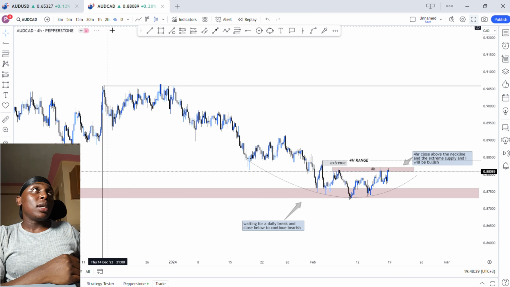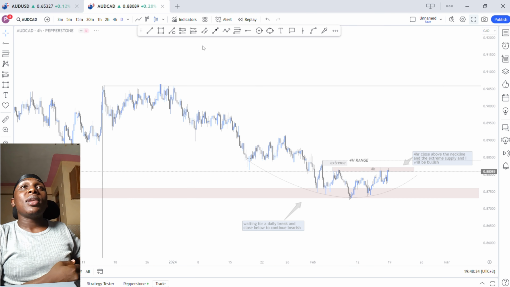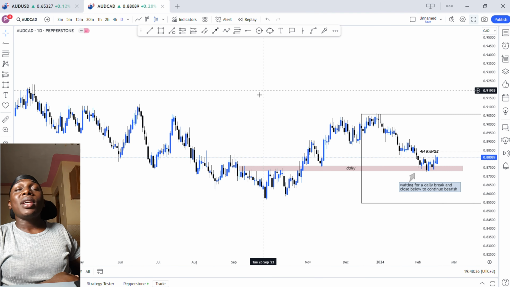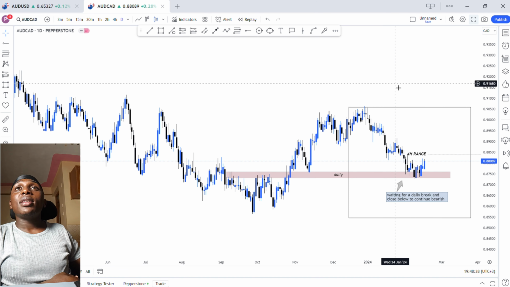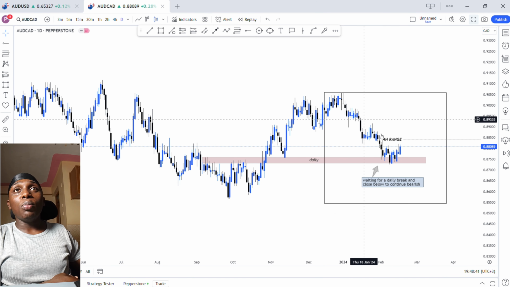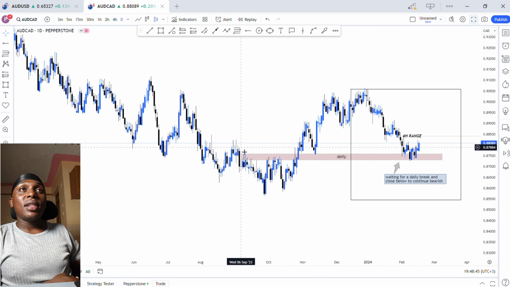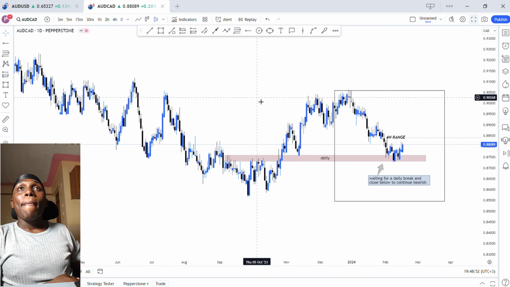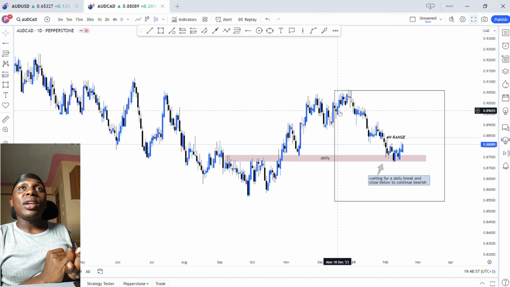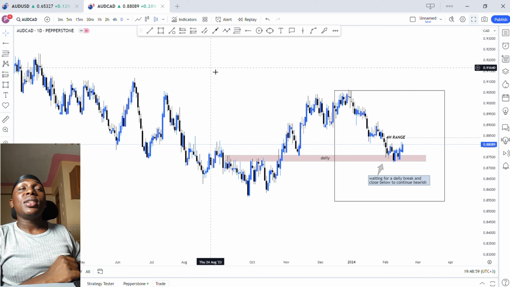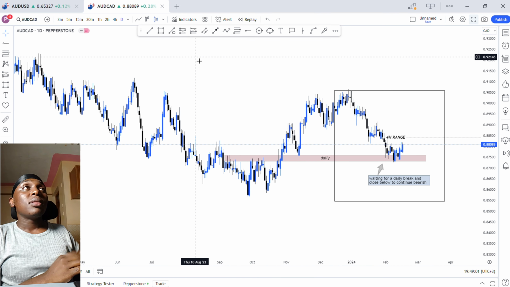Let's go to the last currency pair, which is AUDCAD. So for Australian dollar, Canadian dollar, on the daily time frame, we can see that recently price has been moving in a nice downtrend, and there is this daily point of support right here, which has been tested quite a number of times. With that established, we can now go to the 4-hour time frame and see what we can utilize.